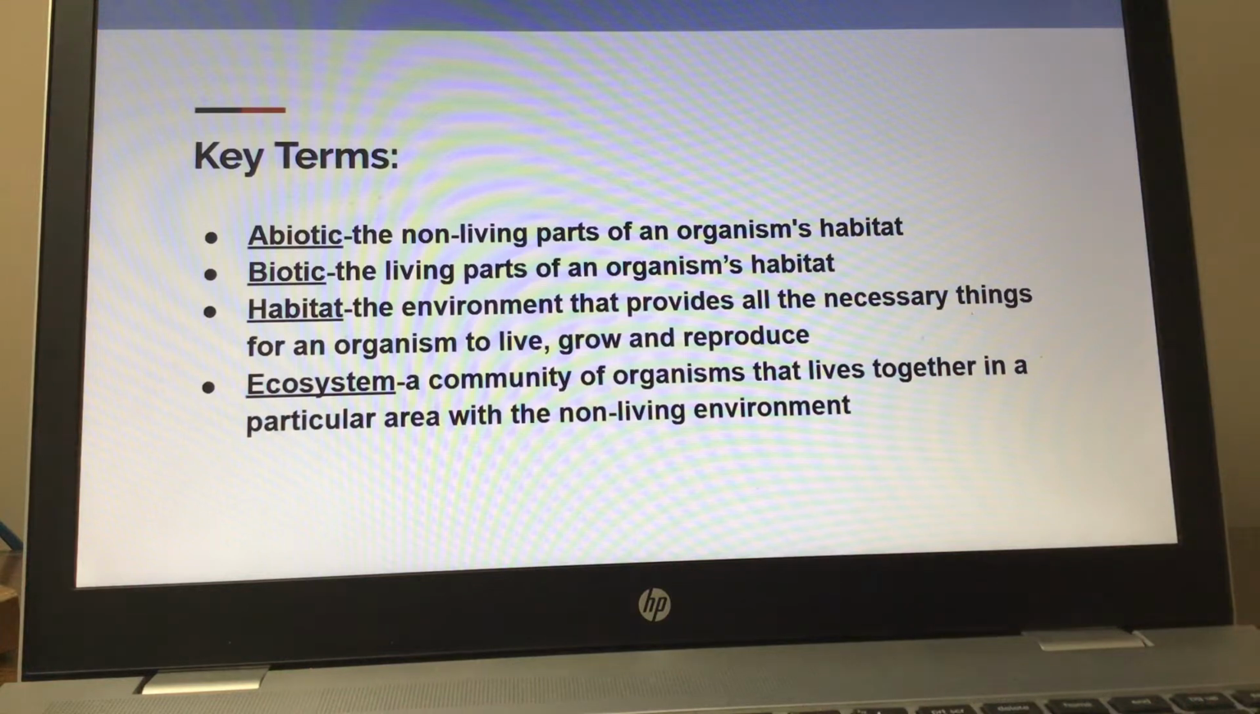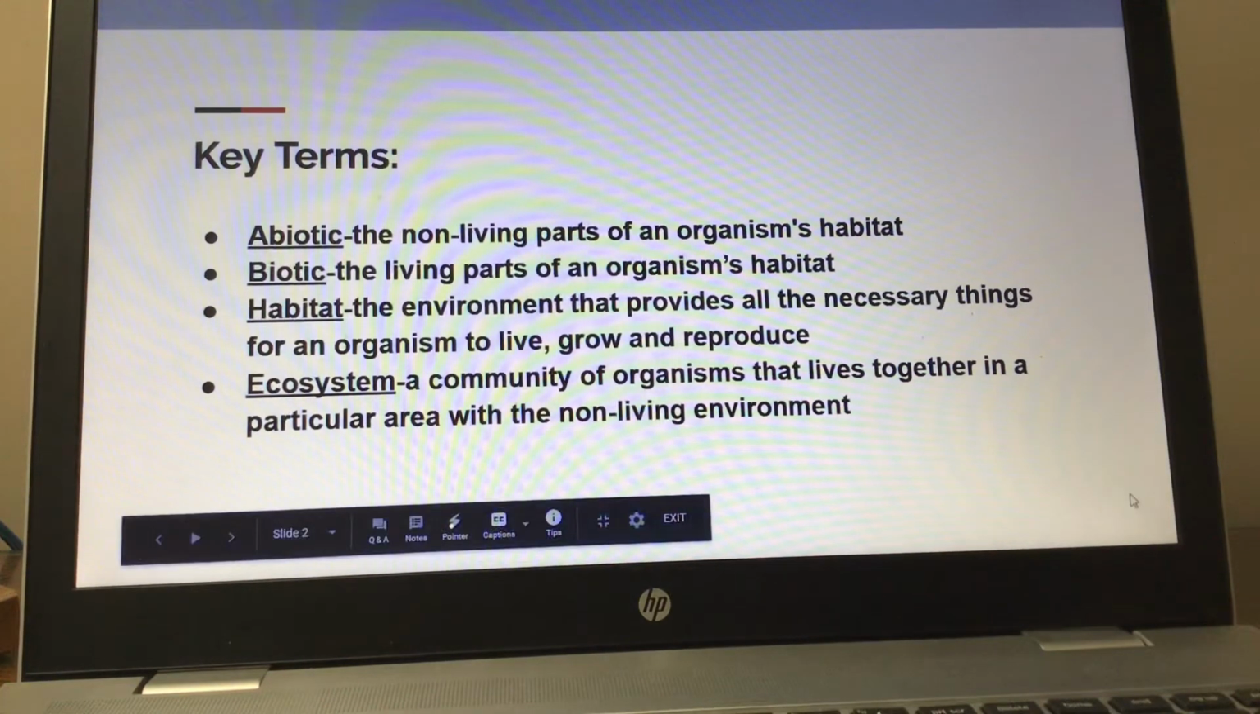An ecosystem is a community of organisms that live together in a particular area, and all of the biotic and abiotic factors in that area make up the ecosystem.